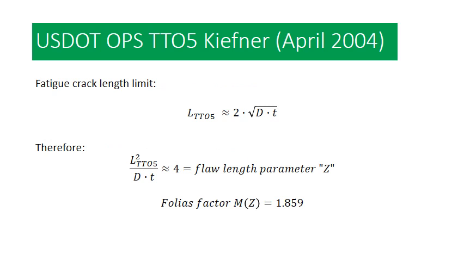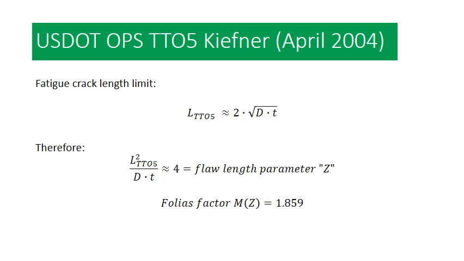So let's take our fatigue crack length limit of 2 times the square root of dt and play a little game with it. If we consider the analysis of flaws using the folius factor, as we would with, say, an ASME B31G equation, we can take a look at that length in terms of the flaw length parameter Z, or Z if you're down south. When we back calculate what's going on with this particular situation, we find out that there's a natural fatigue crack length limit where the flaw length parameter is equal to 4. And if we then back calculate what folius factor that's associated with, we get a value of 1.859.